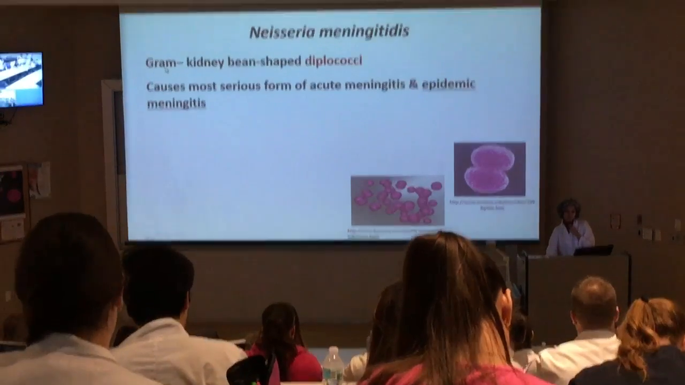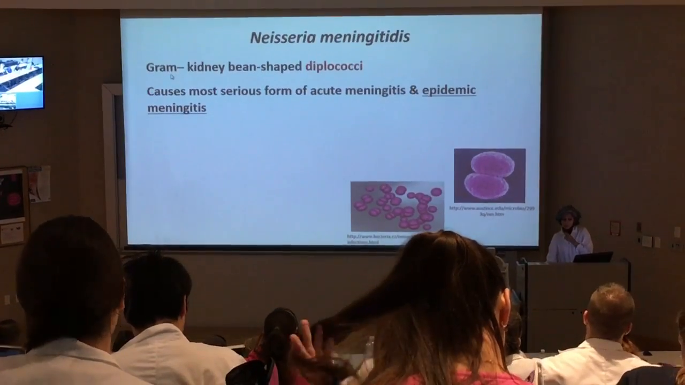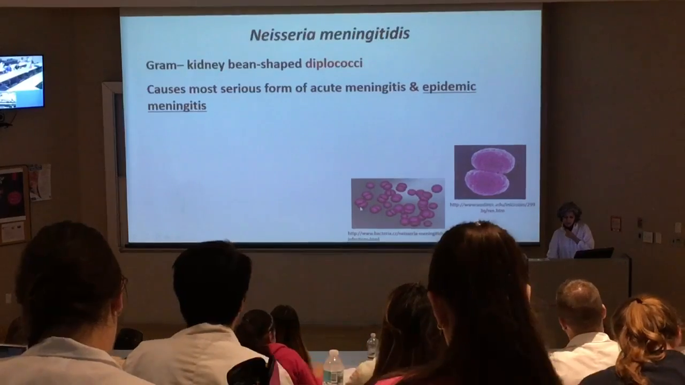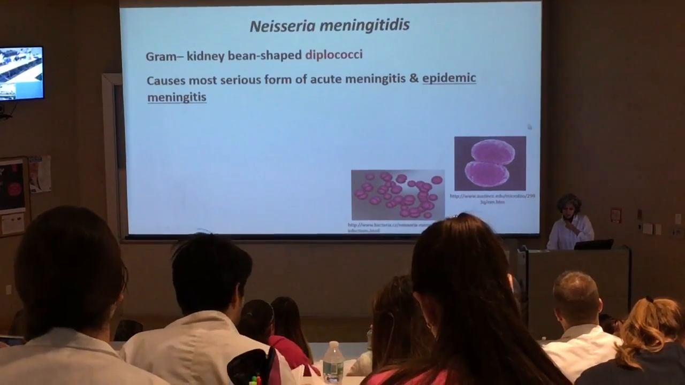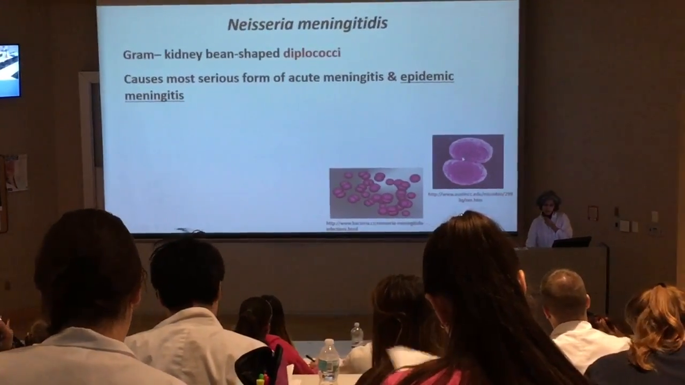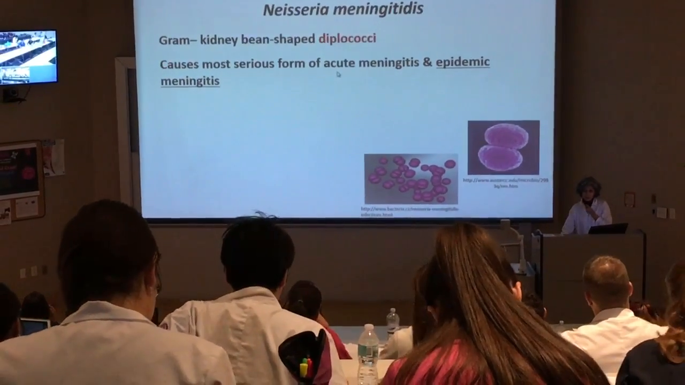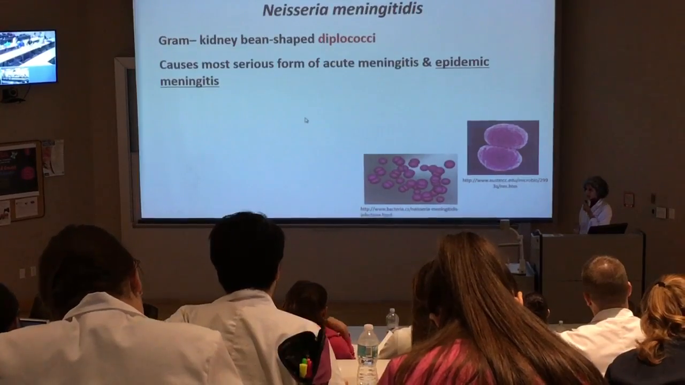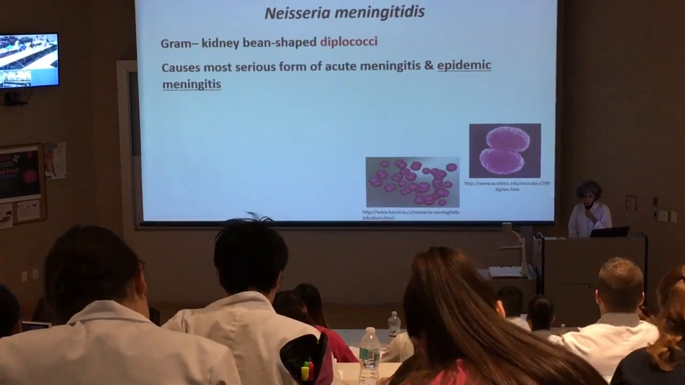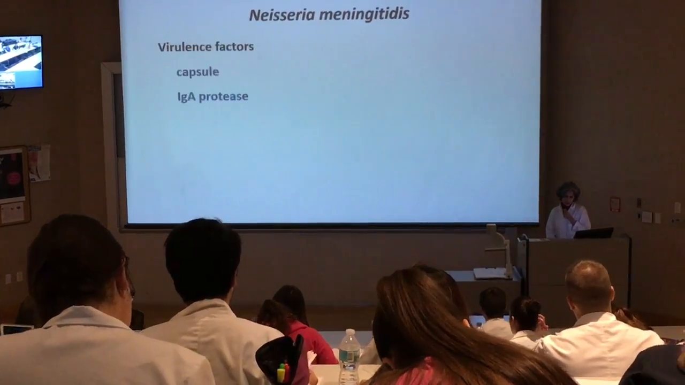So these are your gram-negative diplococci, they're kidney bean shaped, right? So this is your Neisseria meningitidis. It causes the most serious form of not just acute meningitis, but also epidemic meningitis that leads to outbreaks. Okay? So in schools, etc., that could be an issue.